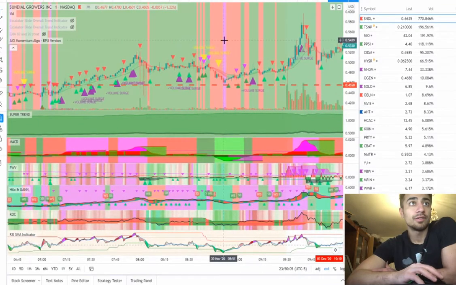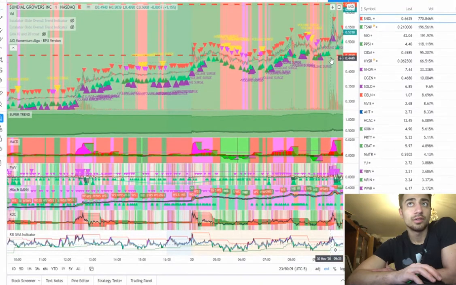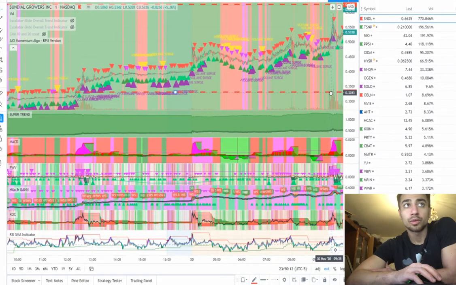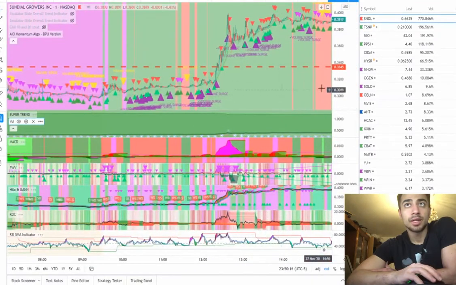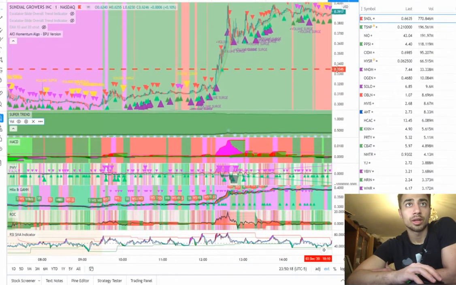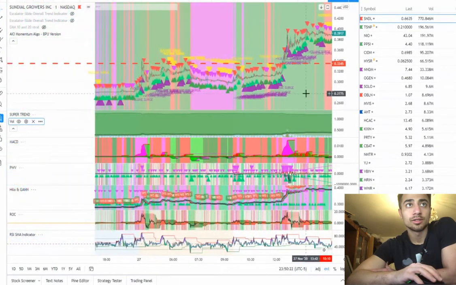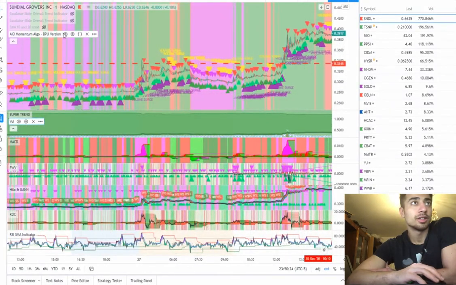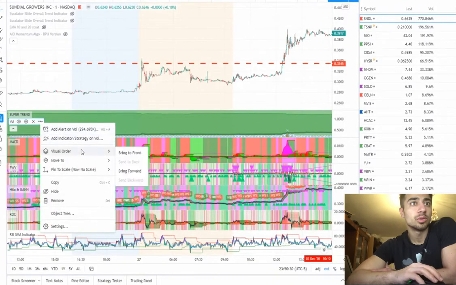And then if you had tracked the number for when volume is really high before, you can see, oh man, this is so annoying. Whatever, it's okay. Does this work? No? Doesn't work. I gotta get rid of this so I can see. Where's volume? Damn it, it moved. Visual order, bring to front, move to existing, new pane above, existing pane above.